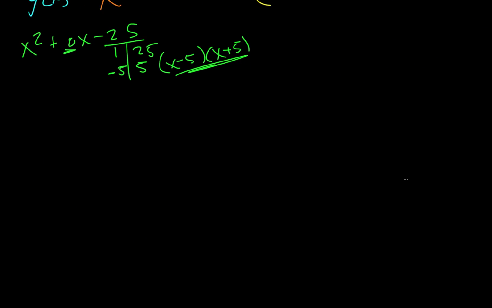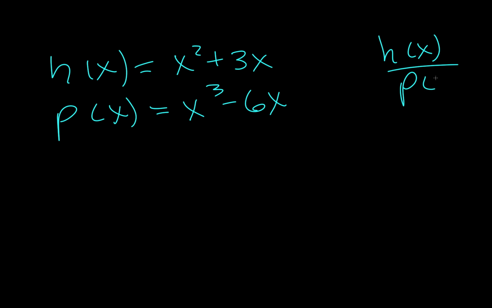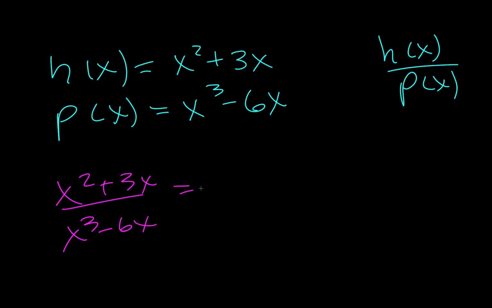Now let's try one more of those, just for good measure. So h of x equals x squared plus 3x, p of x equals x cubed minus 6x. And this time we want to find h of x over p of x. So we just plug them in. So x squared plus 3x goes on top, x cubed minus 6x on bottom.